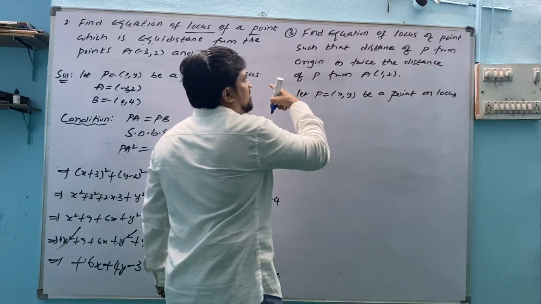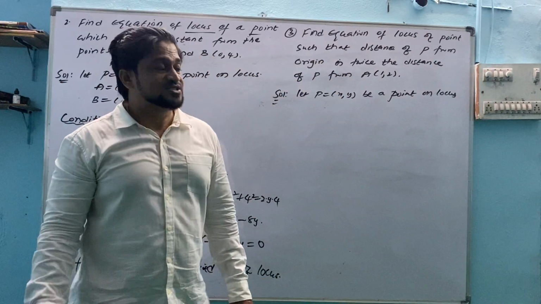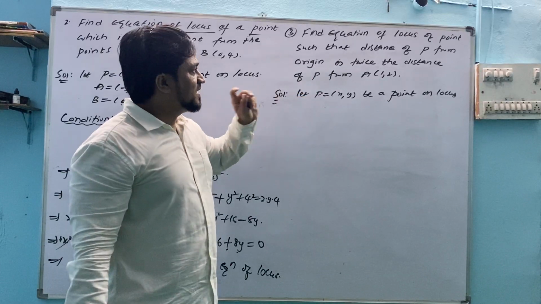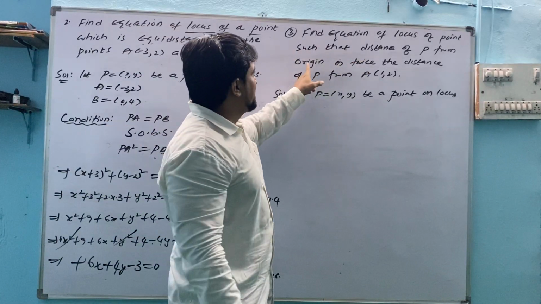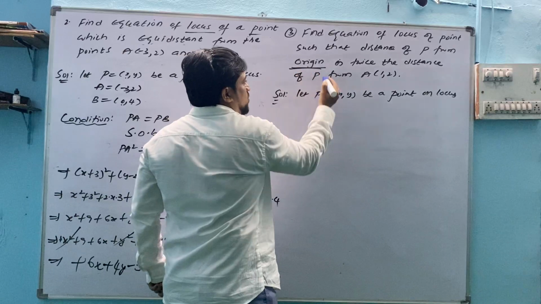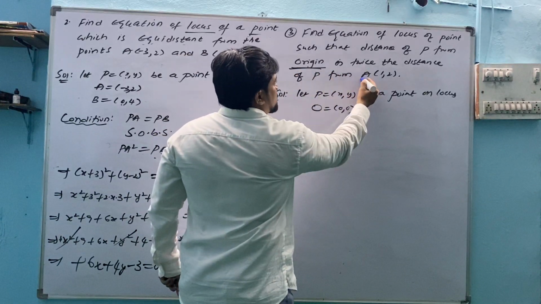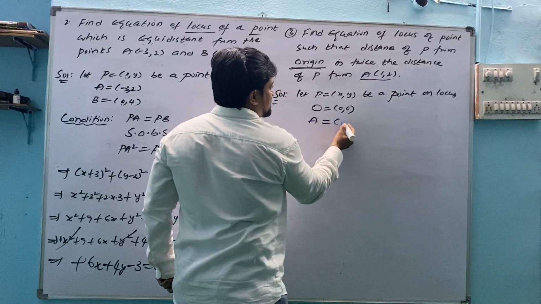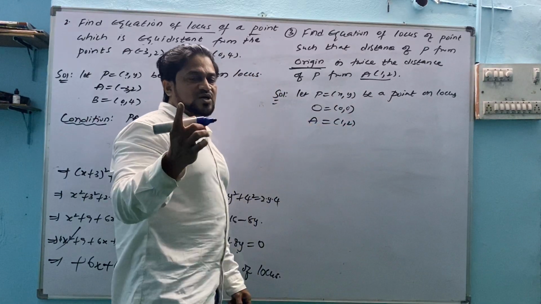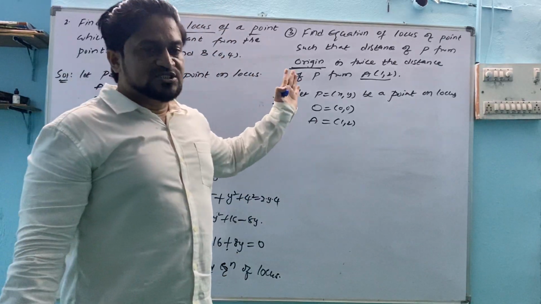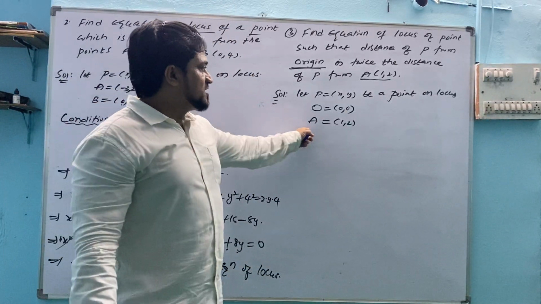Equation of locus. Clearly, what we will write is: let P equals xy be a point on the locus. After that, you have to check for the points. What are the points given to us? Before writing the condition, we have to write P, such that the distance to P from origin. Origin is given, so O is 0, 0. A is also given: A equals 1, 2.